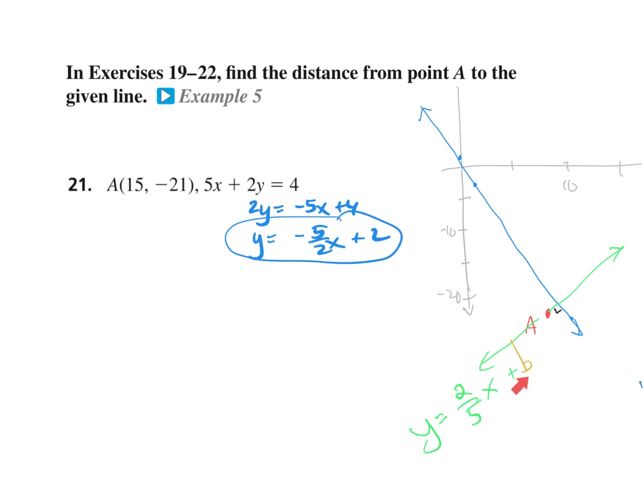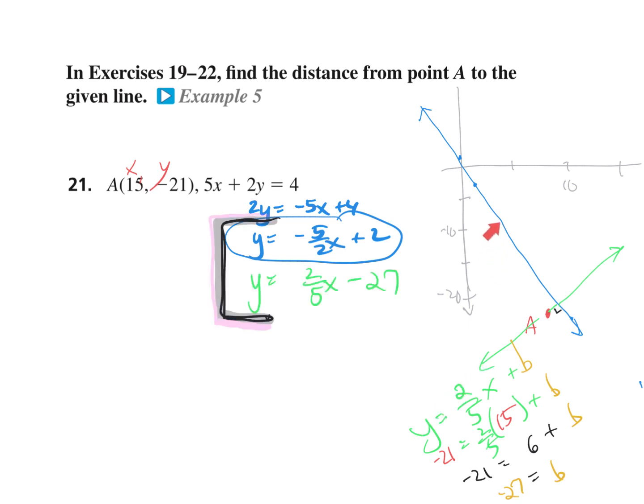And then to find the vertical intercept, we'll use the fact that this green line goes through point A, which is at 15, negative 21. Those are x and y values, which we can substitute in for x and y. And negative 2/5 times 15 is 6. So b is negative 27. And now we have the equation of the green line.